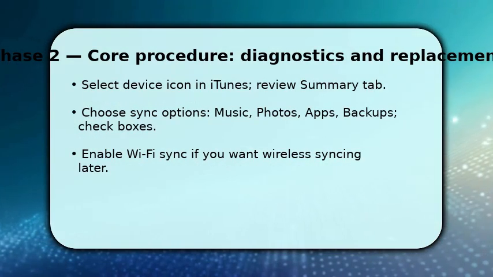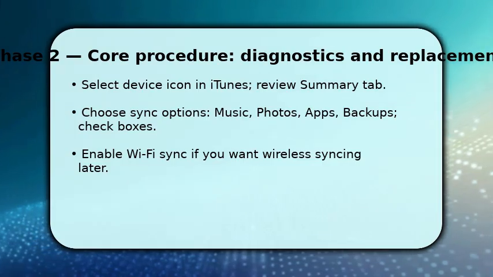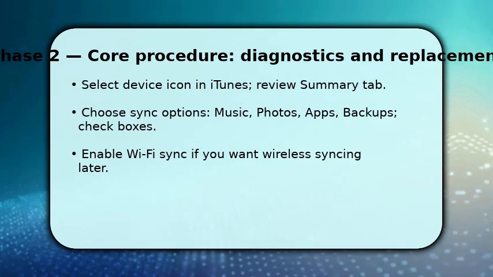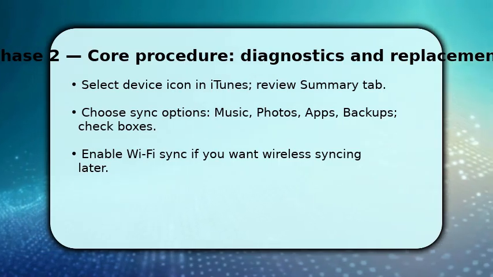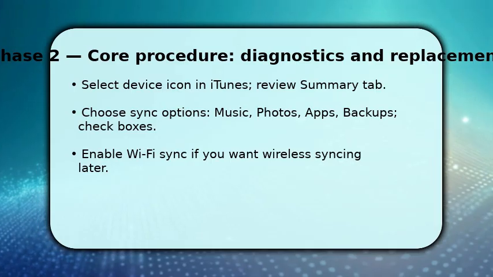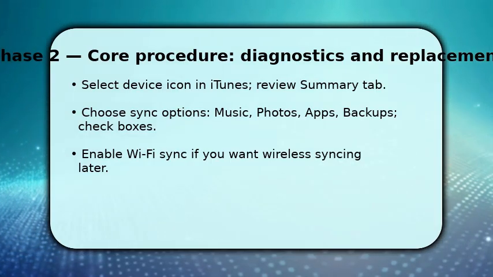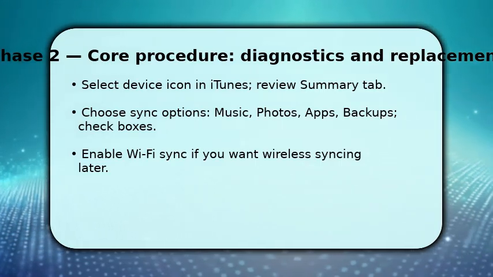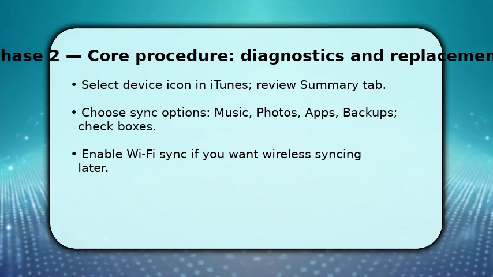Now you configure how content moves. In iTunes, click the device icon to open Summary. This view gives you backup and transfer controls. Scroll through Music, Photos, and Apps tabs and check the boxes for the categories you want to sync. This tells iTunes which data to copy and why. If you prefer wireless convenience, enable Wi-Fi sync here. Then your iPad will appear in iTunes whenever on the same network. Make deliberate choices to avoid overriding important content.